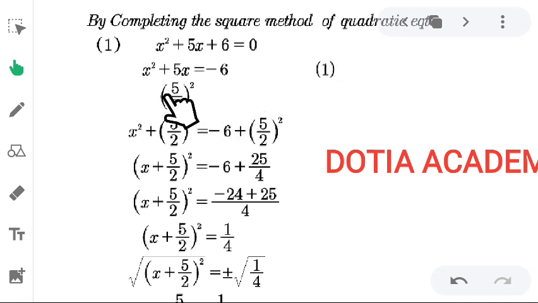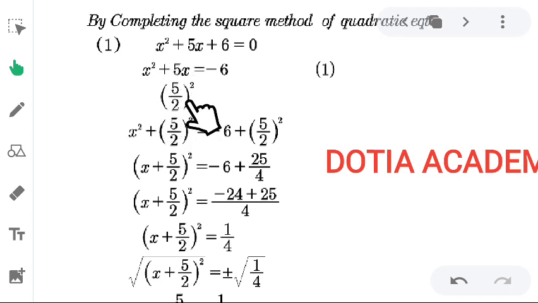So what you are going to do next is take the coefficient of s. The coefficient of s is 5. You take the coefficient of s and you divide it by 2 and you square everything. This is where the completing the square method gets its name. 5 over 2 everything squared. 5, the coefficient of s, divided by 2 and squared.